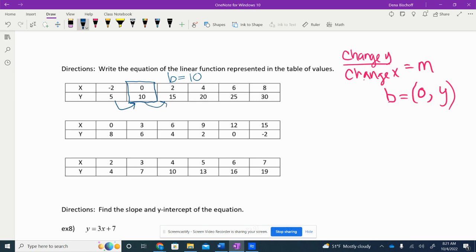What am I doing each time on the y-axis? I'm adding 5. And what am I doing each time on my x-axis? I'm adding 2. So remember that my slope is my change in y over my change in x. So I have the two pieces that I need. I know what my y-intercept is, and I know what my slope is. So the equation for this is what? Yeah, good job. Y equals 5 over 2x plus 10.